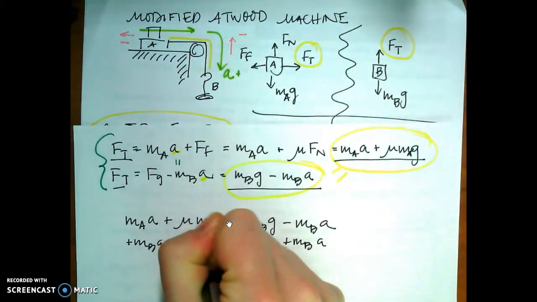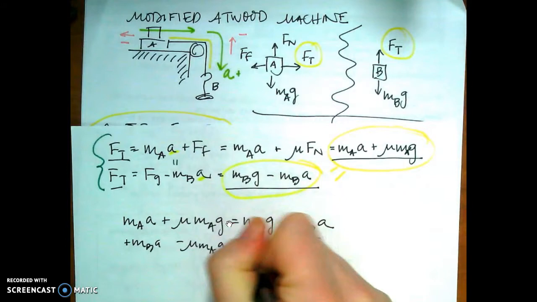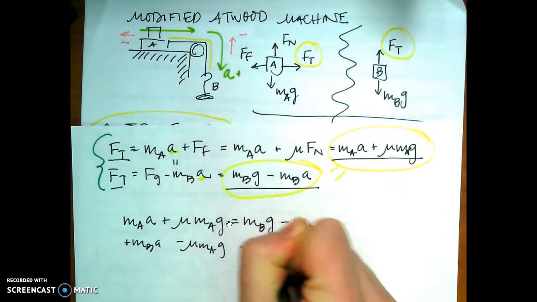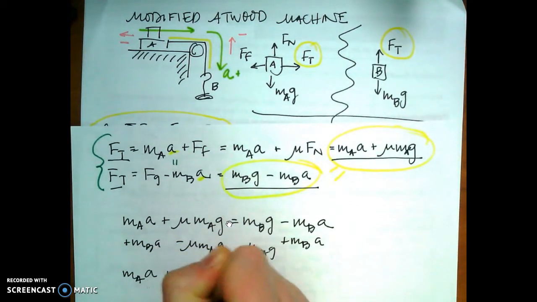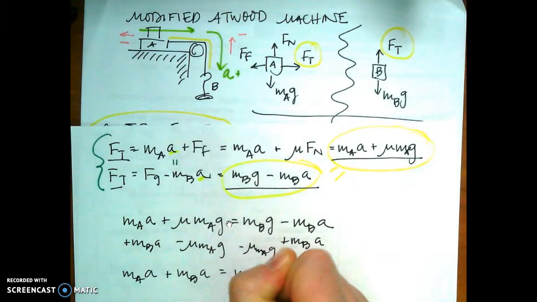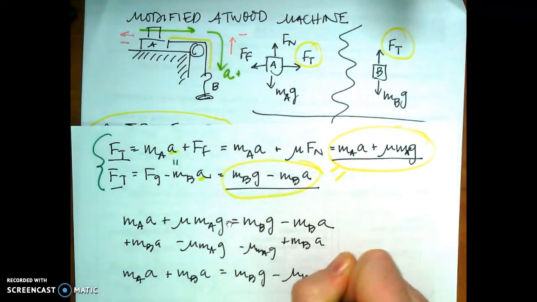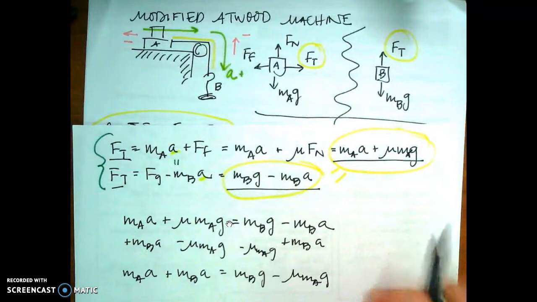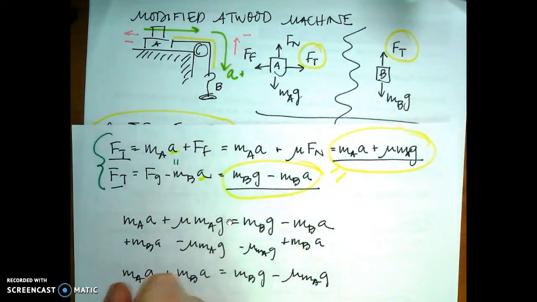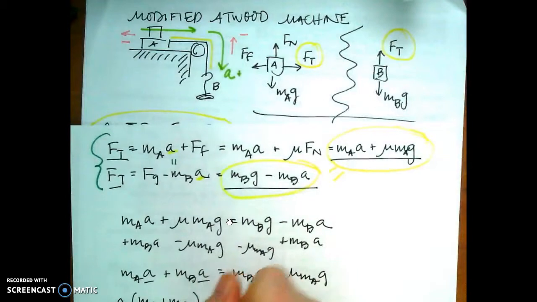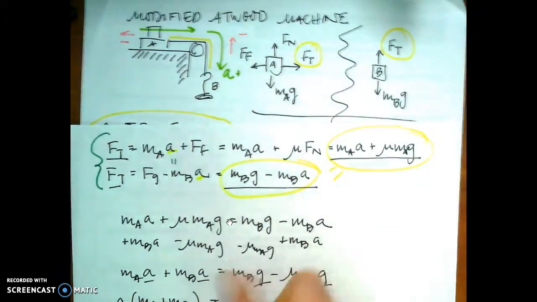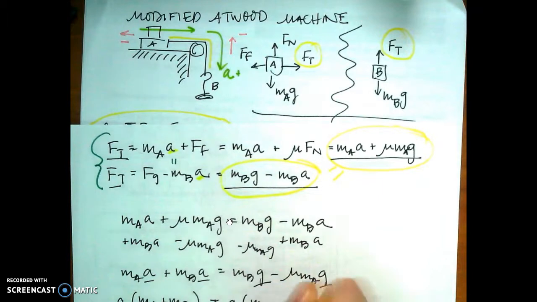Okay, so I'm going to do this to both sides. I'm going to take this one and move it to the other side. So now I have this: mass A times a plus mass B times a equals mass B times g minus mu times mass A times g. Okay. So then I'm going to factor out a. I've got an a there and an a there. Just to make things pretty, I'm going to do the same thing on the other side. I've got a g, mu, mass A.